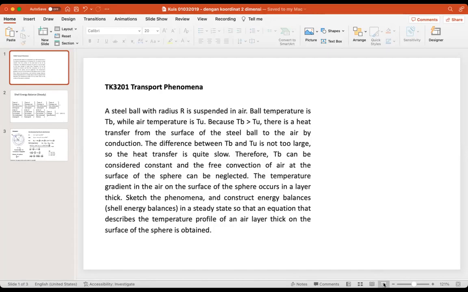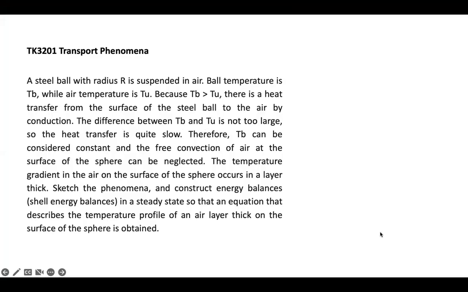Right. Okay, so here we have a case about a steel ball with a radius r suspended in air. The ball temperature is TB, and the air temperature is TU. So you imagine that we have a ball with temperature TB, like a hot metal ball, for example, and the temperature of the air around the ball is T udara. So for example, this is T bola and this one is T udara.